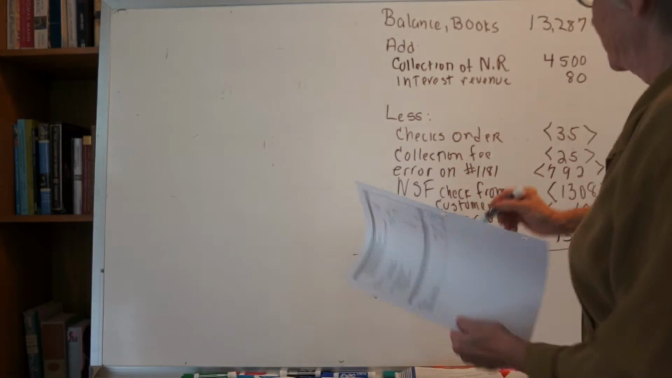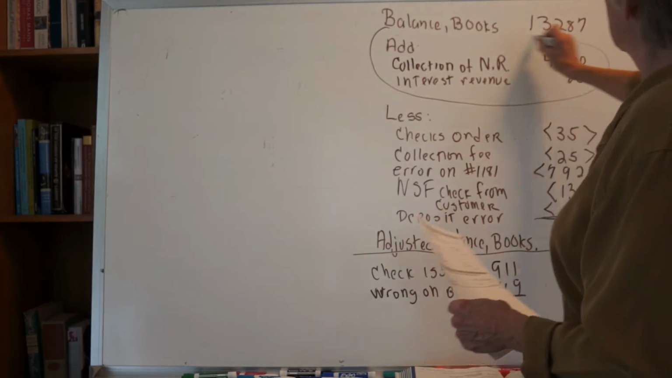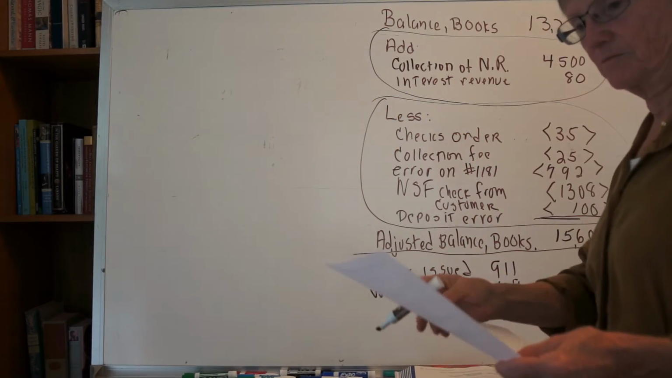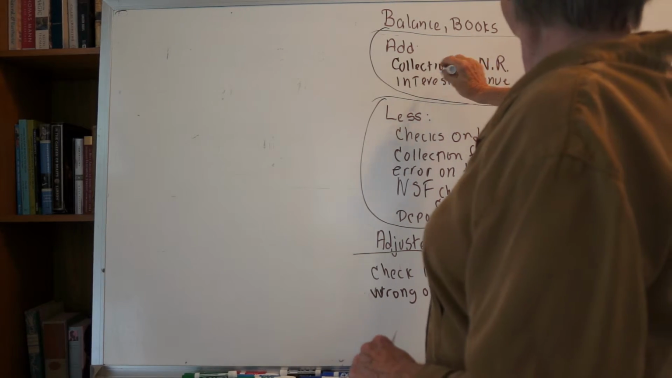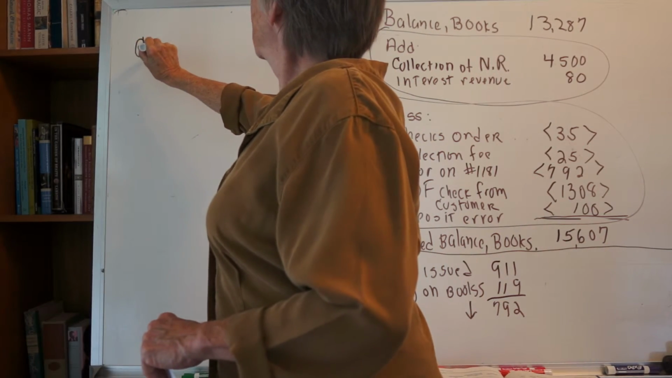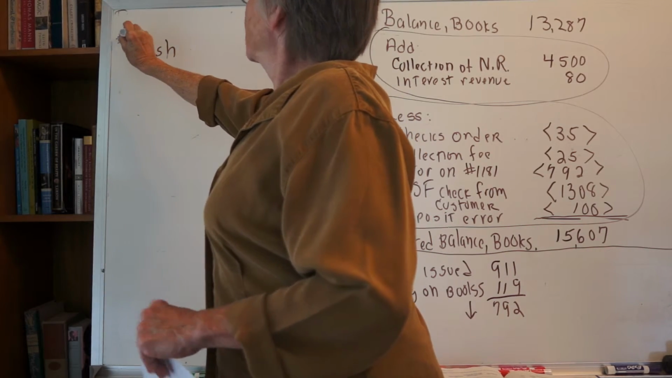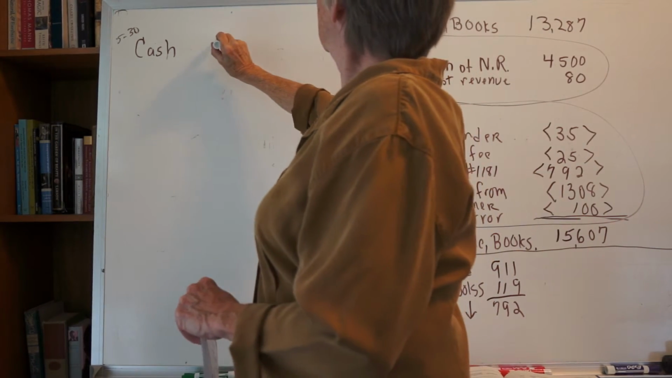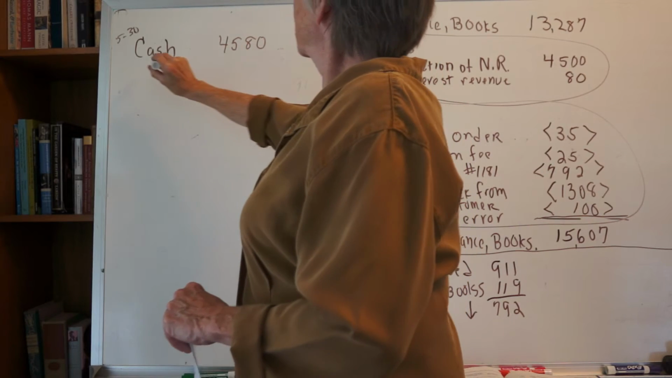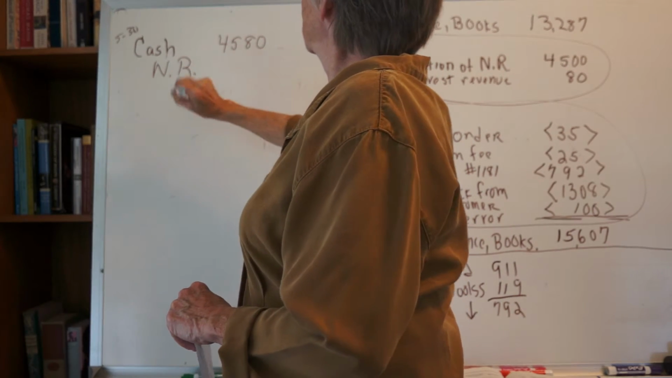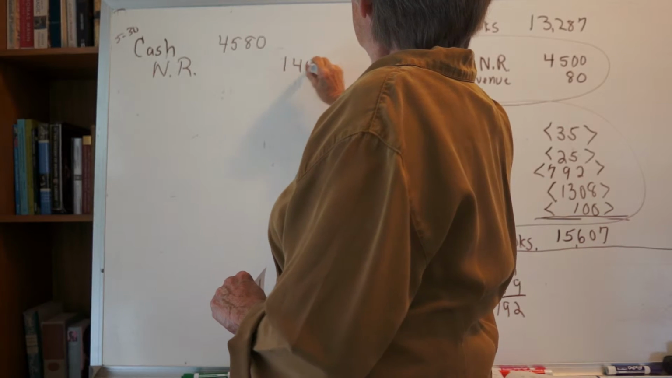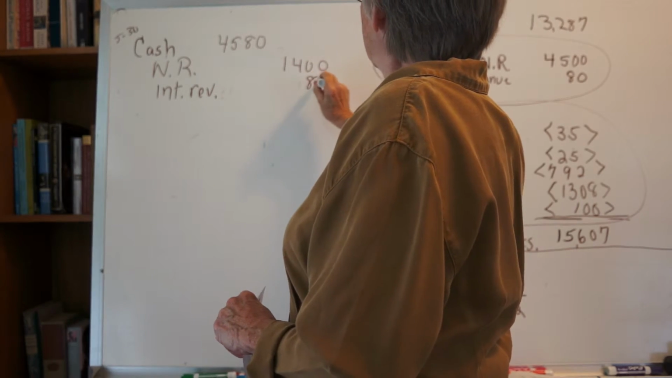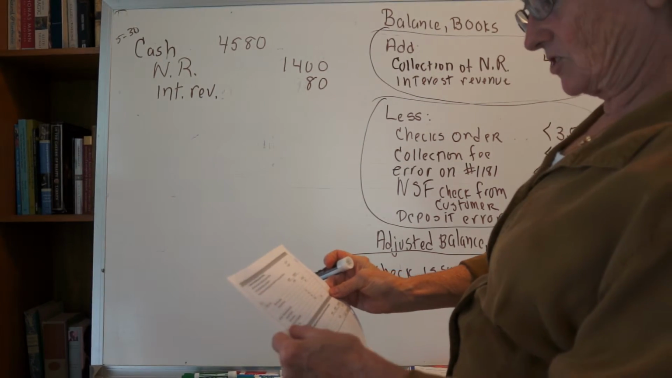The journal entries, as I have said before, I do one for the additions and one for the various deductions. So in this case, we would be adding cash, we would be debiting cash at 4580, and the account would be note receivable. I'm just going to abbreviate here, note receivable for 1400, and interest revenue account would be for the $80.